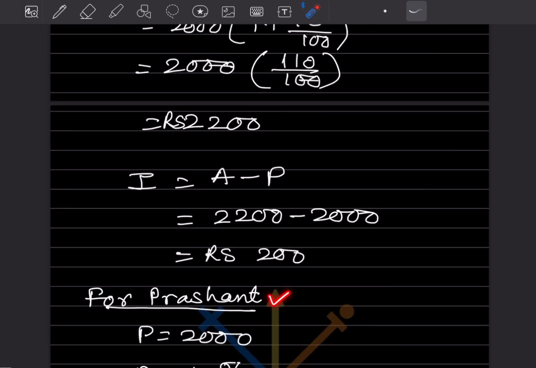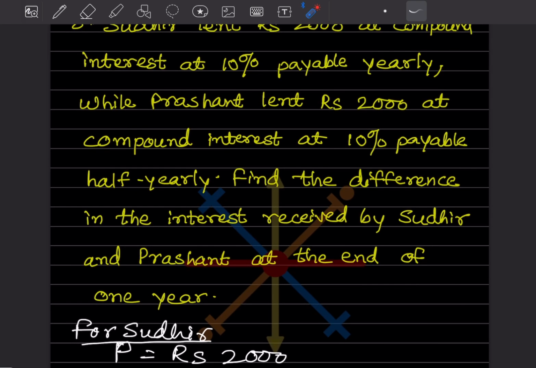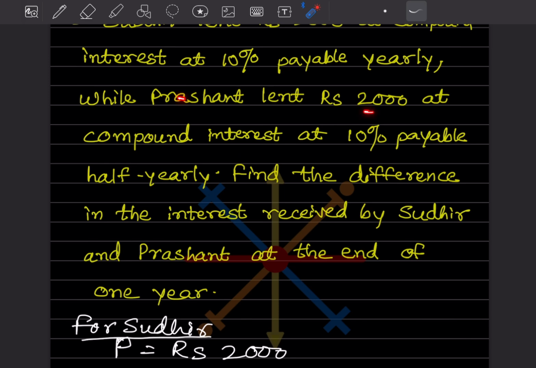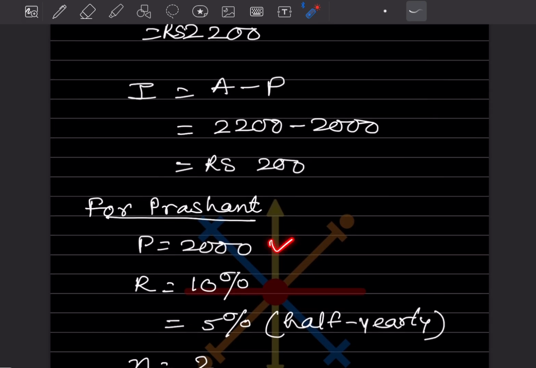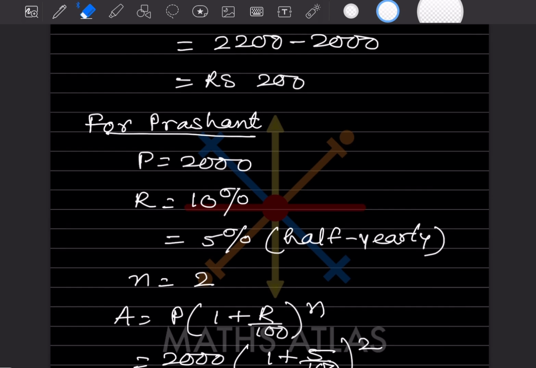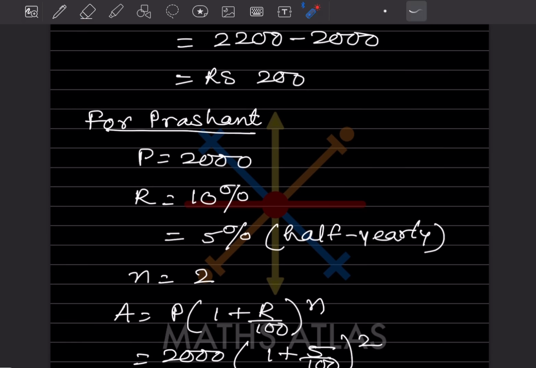Now let us see for Prashant. He lent rupees 2,000 at 10% and this was half yearly. So P is 2,000. Because this is half yearly, the rate should be divided by 2, so that is going to be 5% half yearly. And the number of years is going to be multiplied by 2, so 1 into 2 is 2. So be careful with this part.